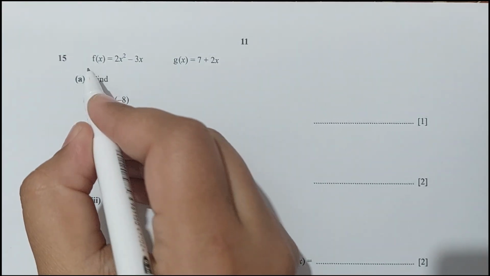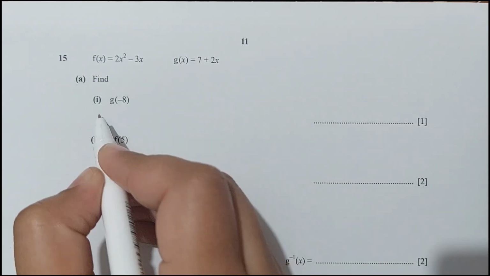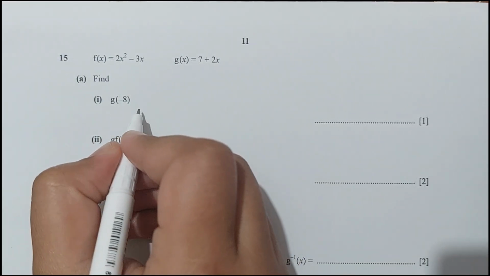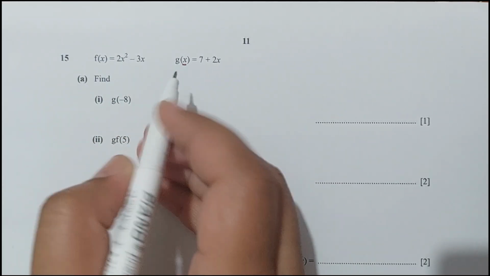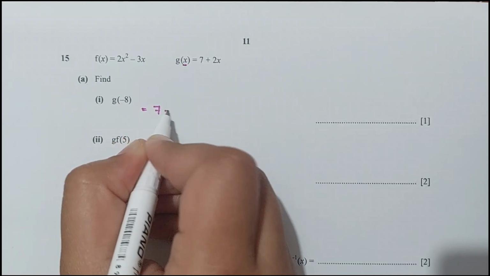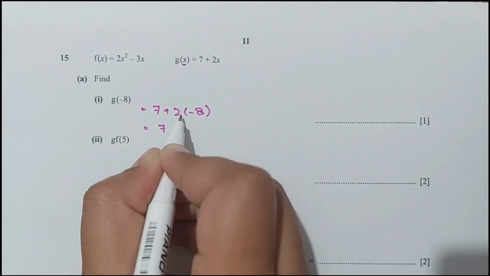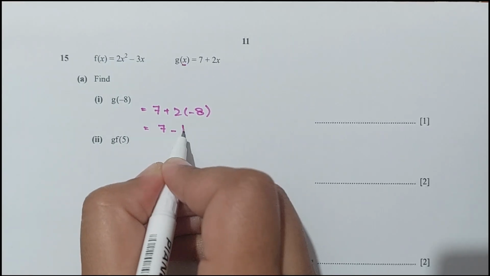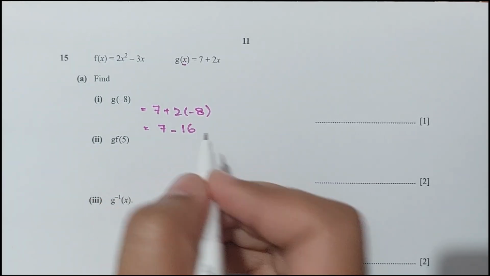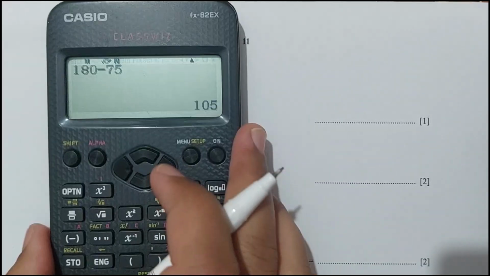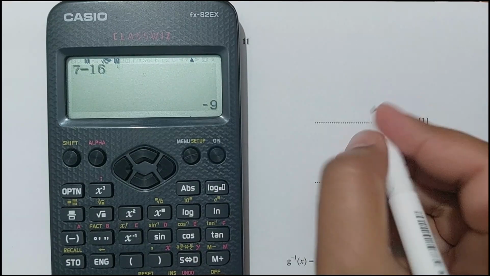Question number 15, we have f of x and a function g of x. Part A, find number 1, g of negative 8. Just substitute x equals negative 8, that is 7 plus 2 into minus 8. This is 7 minus 2 times 8, which is 16. From 7 take away 16 is negative 9. Yes, negative 9.